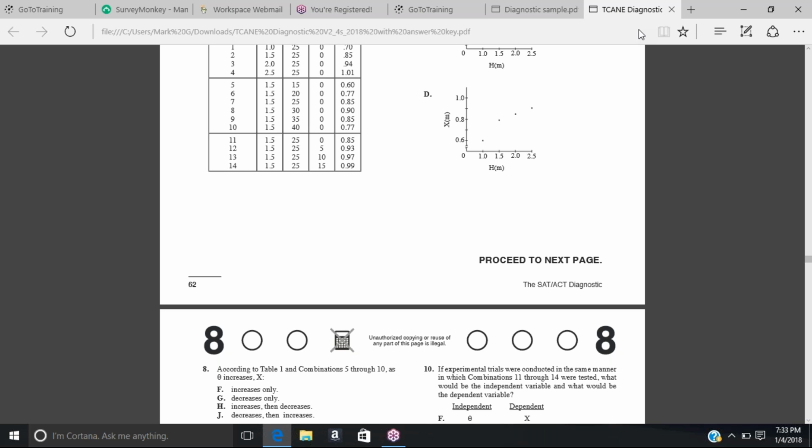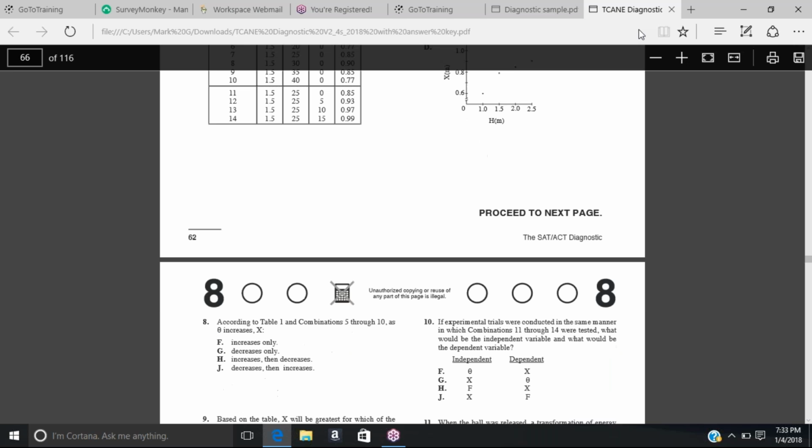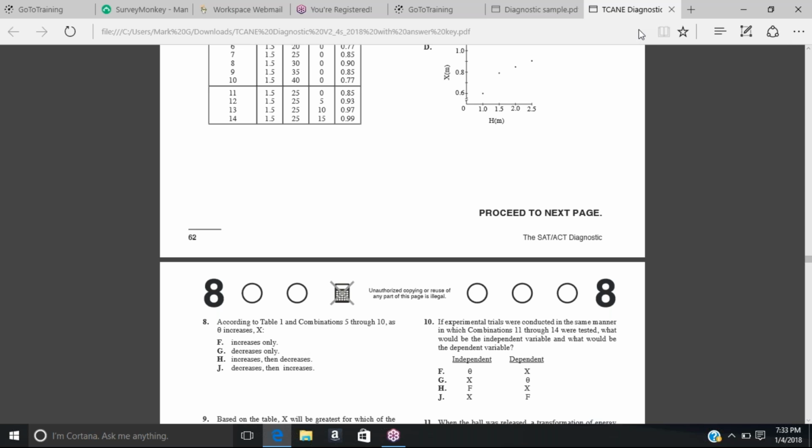And then X, which is the final column, it's not consistent, is it? Up, down, and that is described in the answer choices to 8. We want up and then down. Choice 8, answer H, increases, then decreases. It's that simple. I still don't know what's going on in the experiment, but I got 2 answers right. Let's see if I can go 3 for 3.